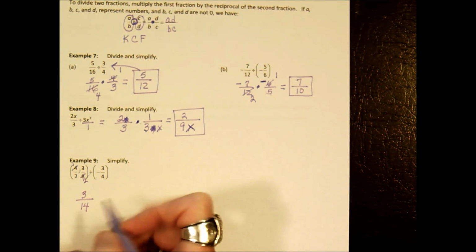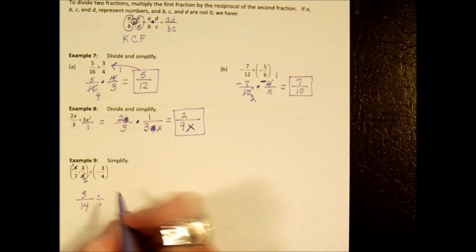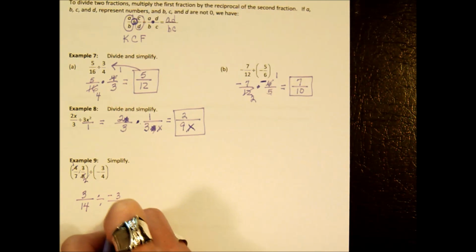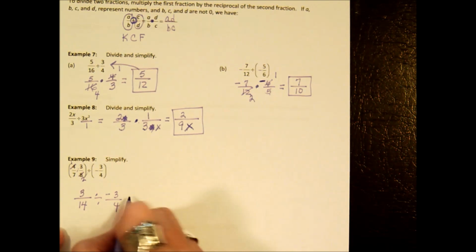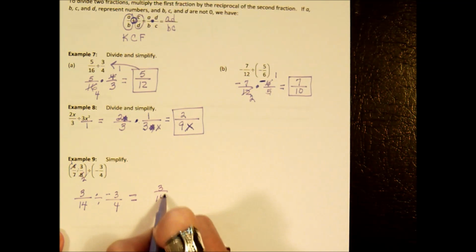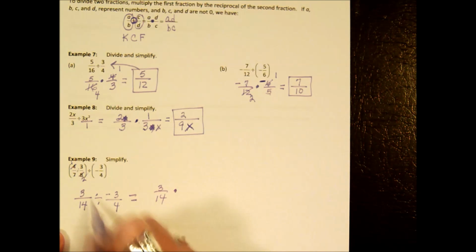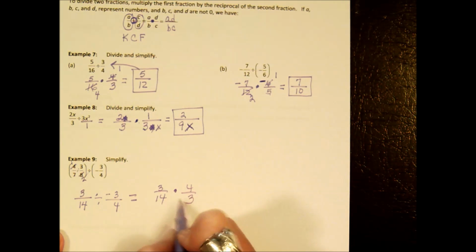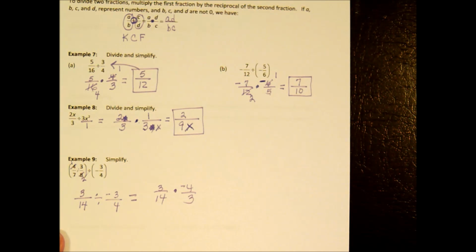Now I'm going to recopy the rest of the problem. Notice I removed the parentheses since there's only one fraction in it, kept the negative sign in the numerator. Now I'm going to keep, change, flip. So 3/14, change, flip the fraction. I'm going to keep the negative in the numerator, but it doesn't matter if you want to flip the negative 2 and keep it with the 4. Keep it with the 3 in the denominator.